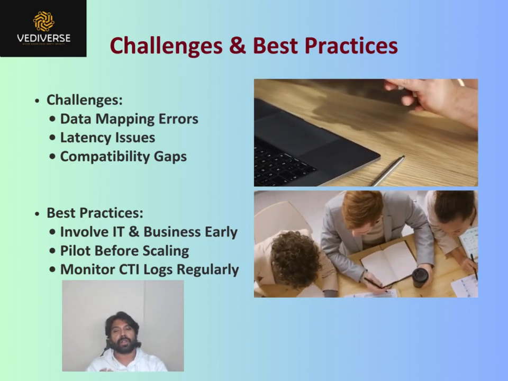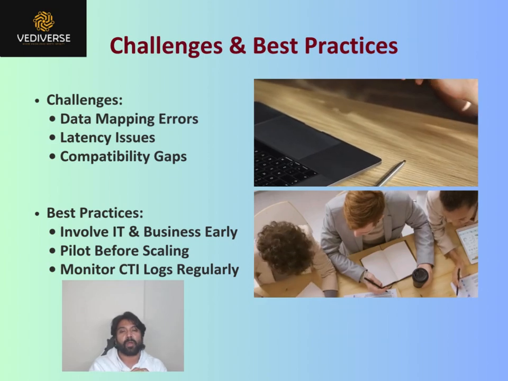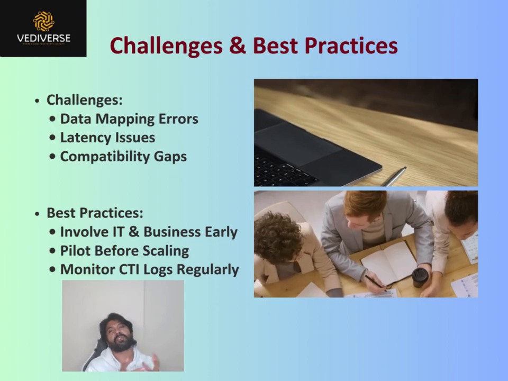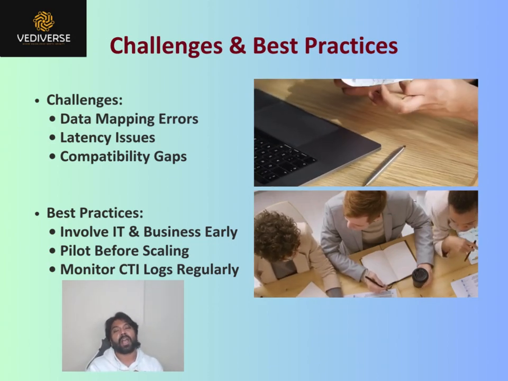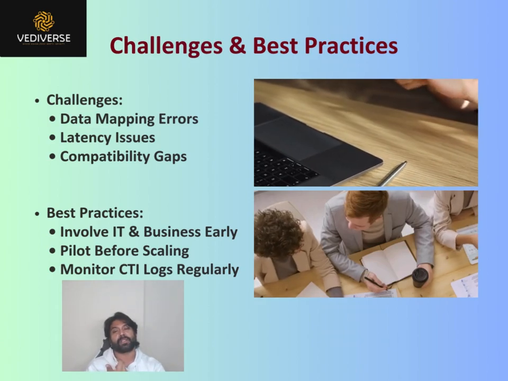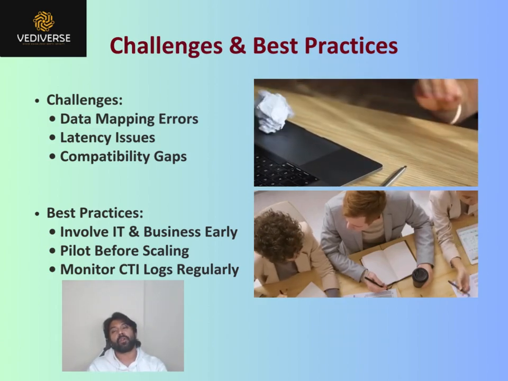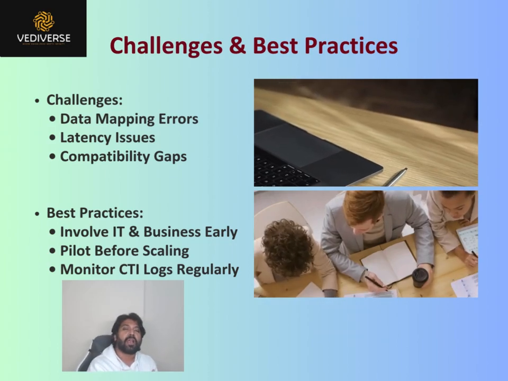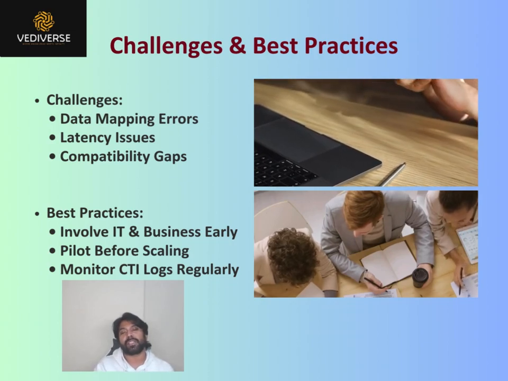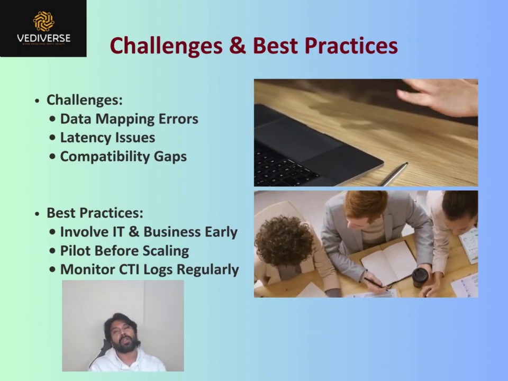Latency is also another factor which can really spoil the entire party. If the system is slow, your agents experience frustrating lag, especially during high volumes. That hurts both efficiency as well as the customer experience. Compatibility gaps: not every phone system works out of the box with every CTI platform. Integration often needs custom setups, testing, and support.